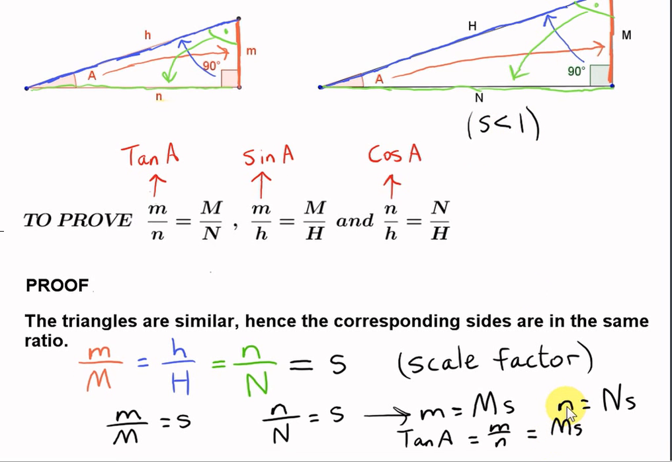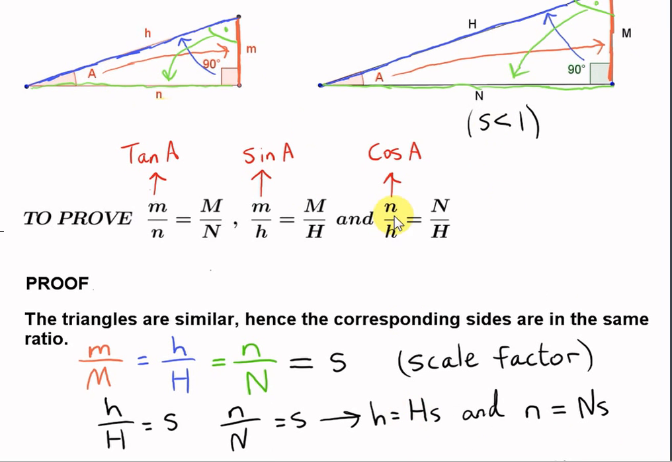And since little n is big N scaled down by the factor S, we can divide this by big N times S. Notice that the S's cancel. So we've shown that little m over little n equals big M over big N. So the tan of A doesn't depend on the size of the triangle, of the right angle triangle containing A.